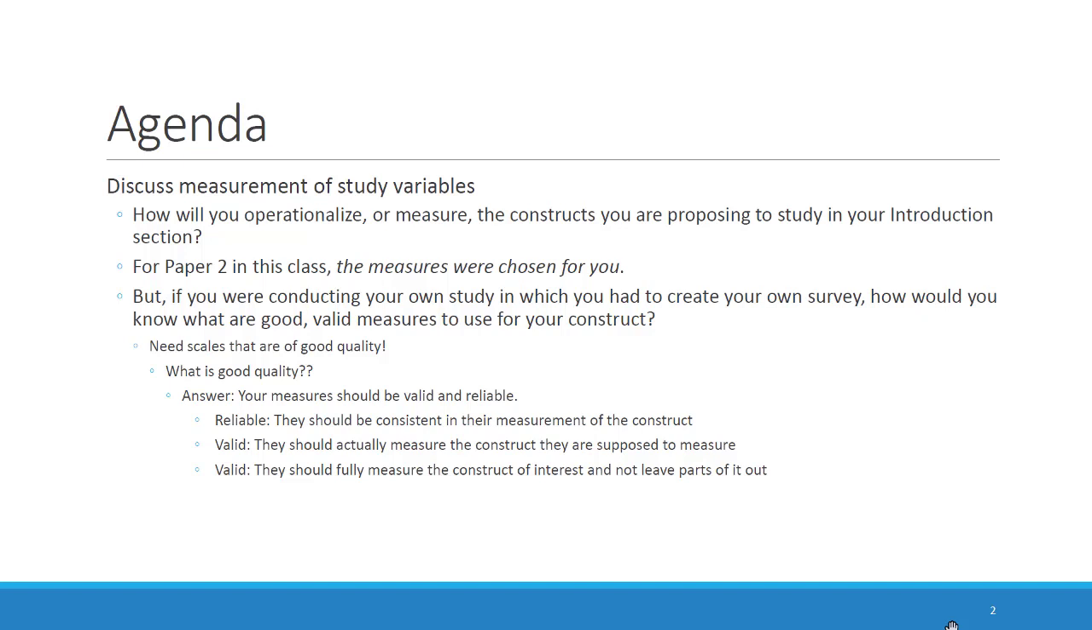The answer is that you need scales that are good quality. And how do we determine good quality in psychological research? Well, the answer to that is that your measures should be valid and reliable. In terms of reliability, what we mean by that is they should be consistent in their measurement of that construct. And in terms of validity, we're going to focus on two types. First, they should actually measure the construct they are supposed to measure. And second, they should fully measure the construct that you want to measure and not leave parts of it out.